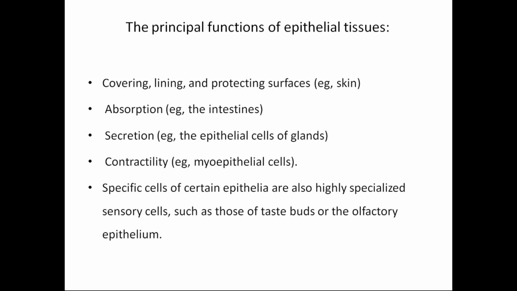And olfactory epithelium lies in our nasal cavity, just at the level of the mouth. This olfactory epithelium helps to receive information in gaseous and volatile form and gives signals to the brain so that we are able to know about it. So certain epithelial cells are also very highly specialized sensory cells in the form of neuroepithelium. So these are the principal functions of epithelial tissue.